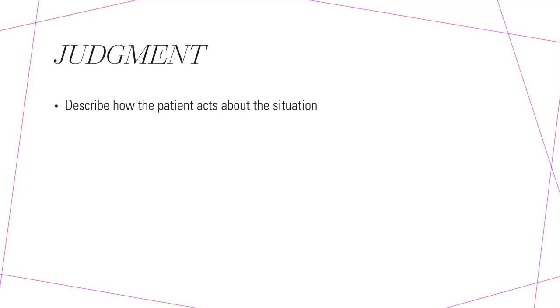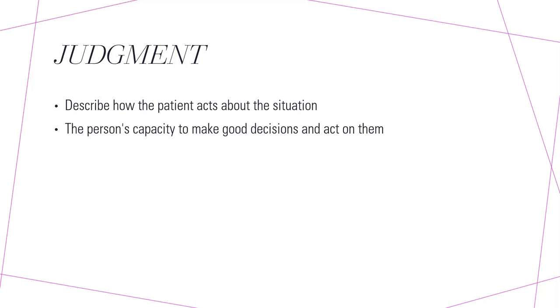Their judgment. So it describes how the patient acts about the situation. You can also check their capacity to make good decisions and act on them. You can use hypothetical examples to test their judgment, like, what would you do if you found a stamped envelope on the sidewalk? It's better to use a real situation from the patient's own experience to test their judgment. It's also best to describe examples from life to quantify poor, fair, and good characterizations.